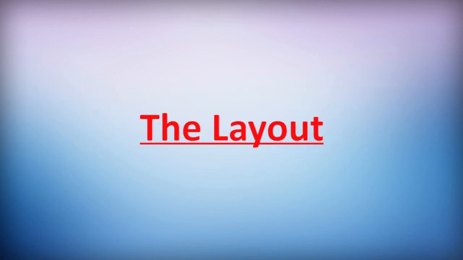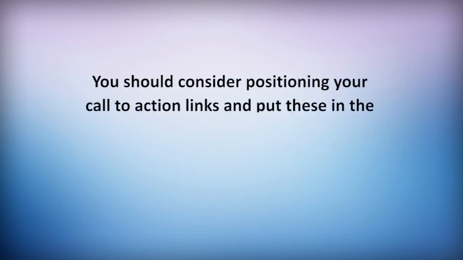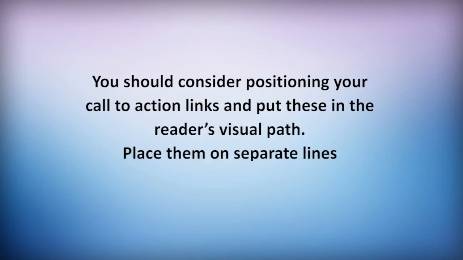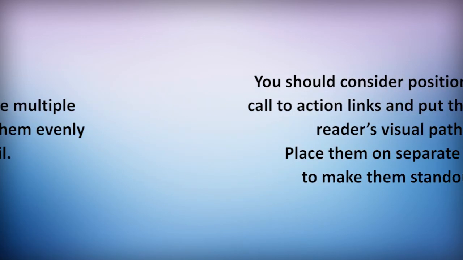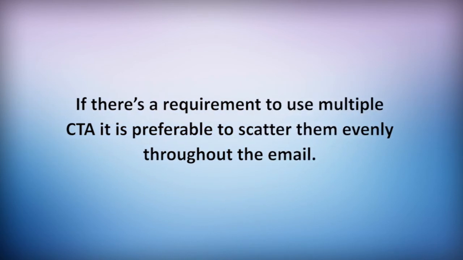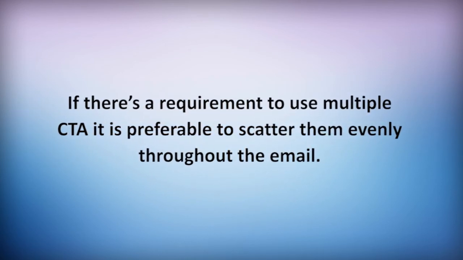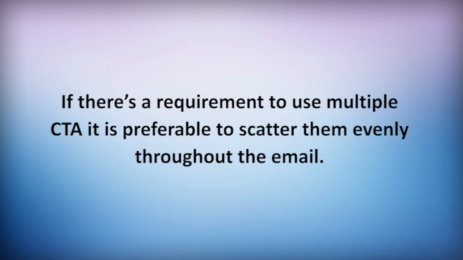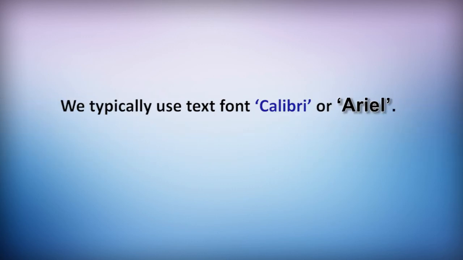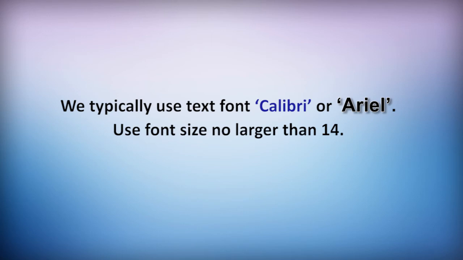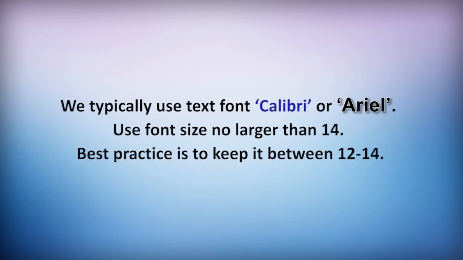The layout. You should consider positioning your call to action links and put these in the reader's visual path. Place them on separate lines to make them stand out. If there's a requirement to use multiple CTAs, it is preferable to scatter them evenly throughout the email. And we typically use text font Calibri or Arial. Use font size no larger than 14. The best practice is to keep it between 12 and 14.